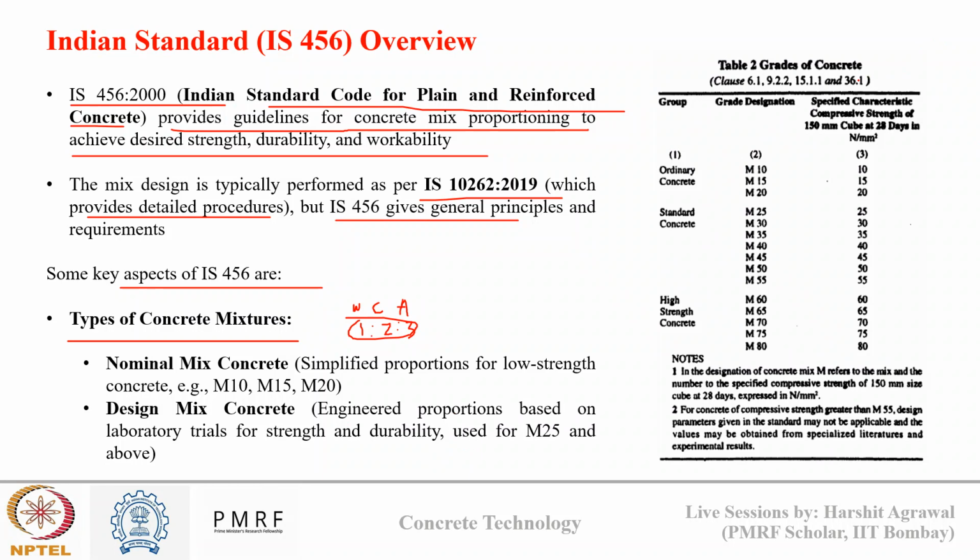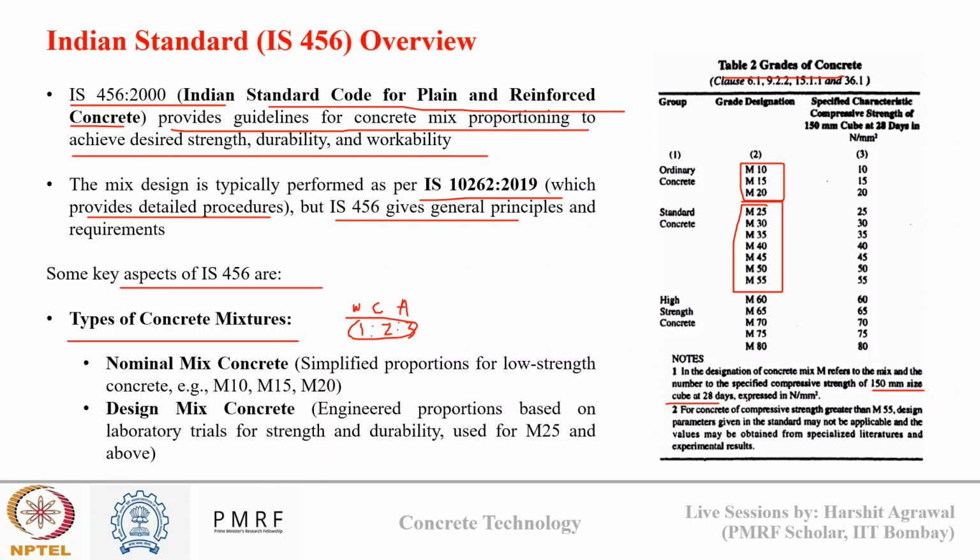if you see in IS 456 table 2, concrete is divided into three groups: ordinary concrete, standard concrete, and high strength concrete. So ordinary concrete has these three grades: M10, M15, and M20, for which we opt for nominal mix design. And standard concrete goes from M25 to M55, and high strength concrete goes from M60 to M80. So here if you read the first point below, all these numbers, 25, 35, 55, are the compressive strength of 150 size cube at 28 days.